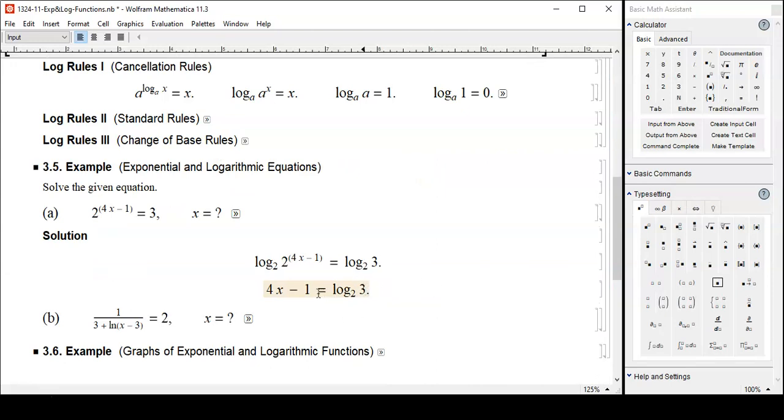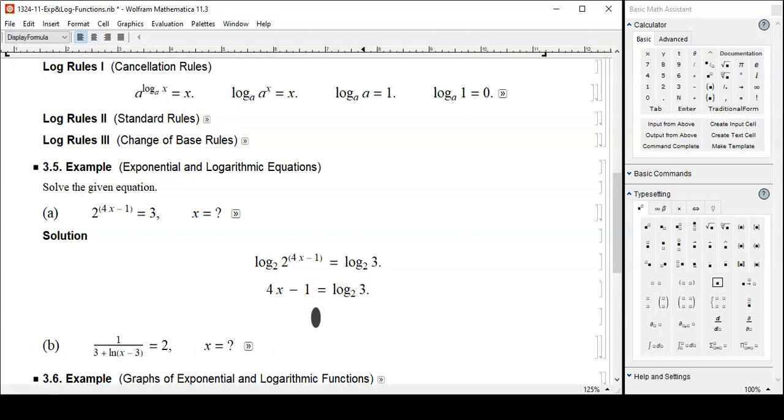This is a precise expression, so that's good enough for me. What I want to do is to solve for x. So let's flip this one to the other side. 4x is equal to 1 plus log base 2 of 3, like this.